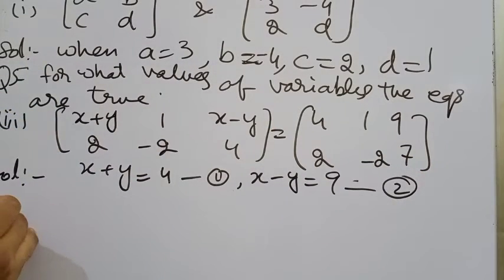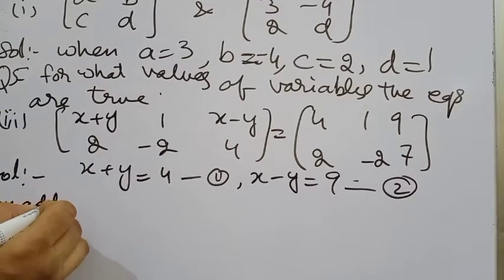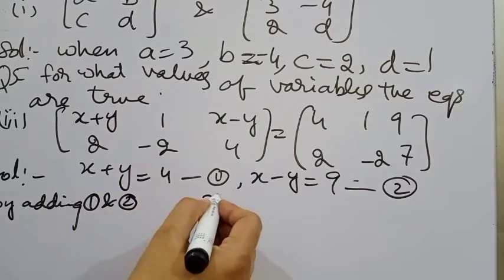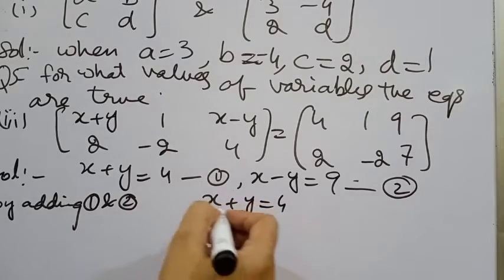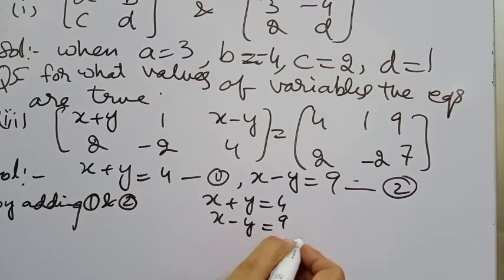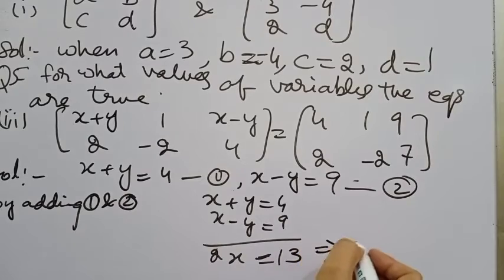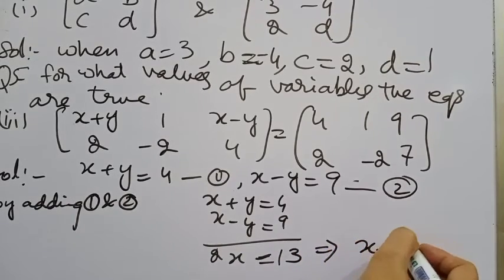By adding 1 and 2, we have x plus y is equal to 4, x minus y is equal to 9. We have 2x is equal to 13, x is equal to 13 divided by 2.